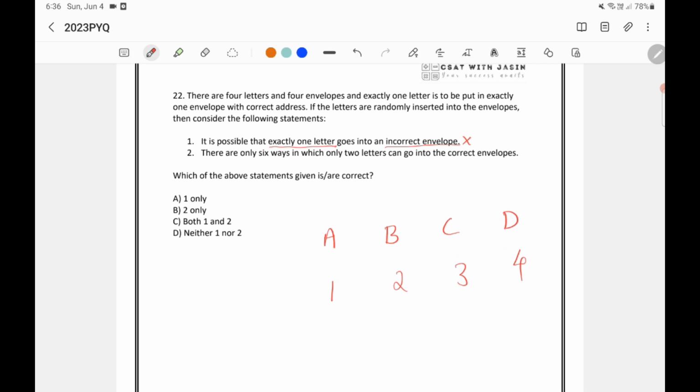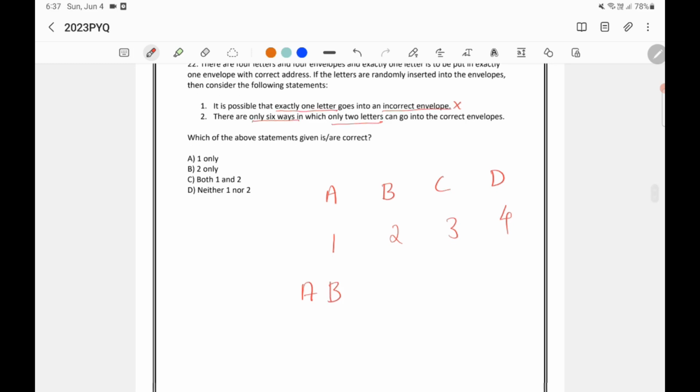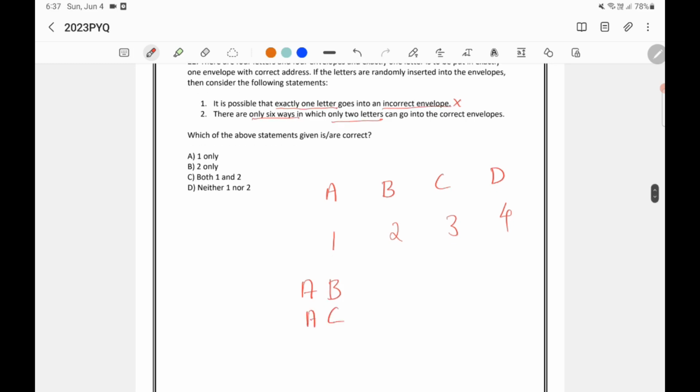Second statement says that there are only 6 ways in which only 2 letters can go into the correct envelope. So 2 letters have to go into the correct envelope. Now let's say that A and B go into the correct envelope and C and D are wrong. That is one possibility. Now let's say that A and C go into the correct envelope. Then B and D go into the wrong envelope. So that is another possibility. Now A and D go into the correct envelope and others go into the wrong envelope.